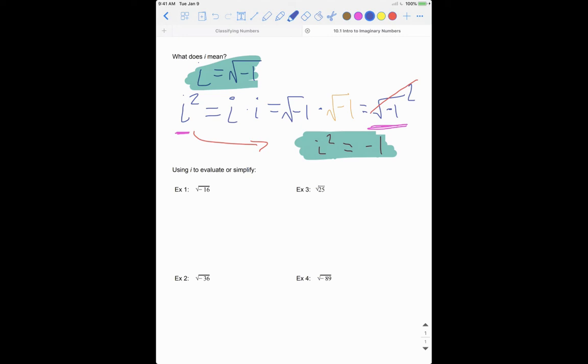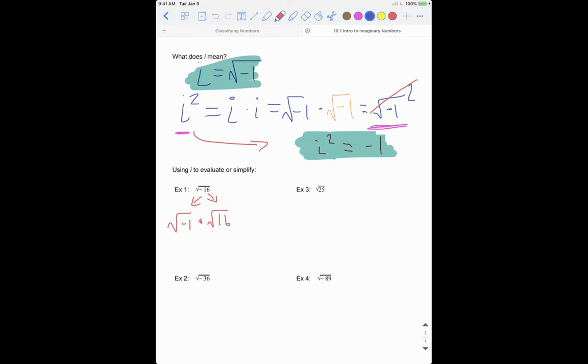In example 1, we want to either simplify or evaluate. If we have the square root of -16, normally you'd say, all right, there's no solution, you can't do it, you can't take the square root of a negative. Well, now when we introduce these imaginary numbers, we can. So we're going to break down this first one into the square root of -1 times the square root of 16.